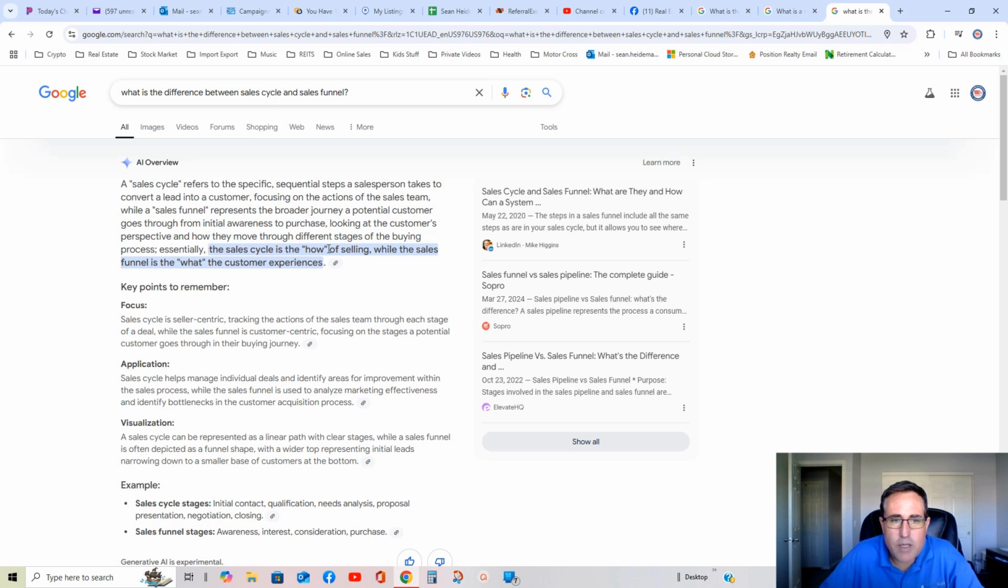Essentially, the sales cycle is the how of selling, while the sales funnel is the what the customer experiences. So you have the sales cycle and you have the sales funnel. You want to put your customer in a sales funnel. Once they reach out, you get the lead. They don't know you. Well, it may have been a referral, but they're still kind of unsure about their decision. So you have to put them in a sales funnel. You have to get them to know you.